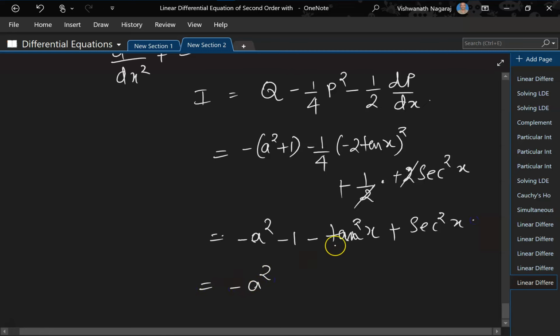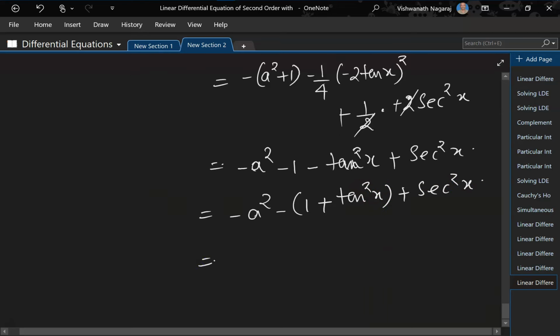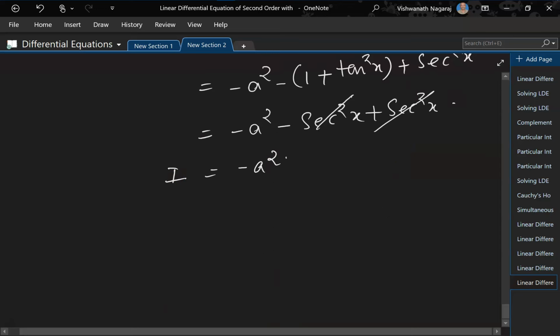Now let's take this minus and tan square x together. So let minus be outside. So we get 1 plus tan square x plus sec square x. 1 plus tan square x is what? Sec square x plus sec square x. These two cancel out. We are left with minus a square. So which means I is equal to minus a square.